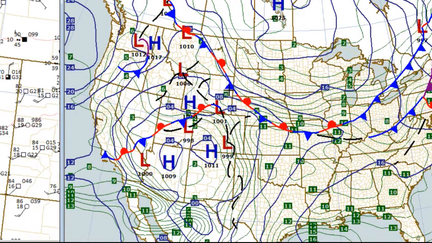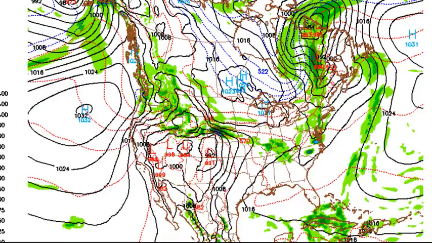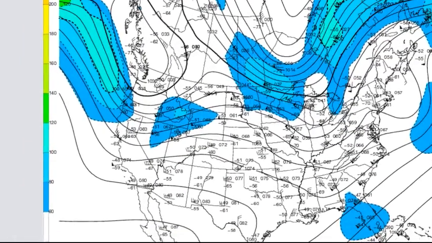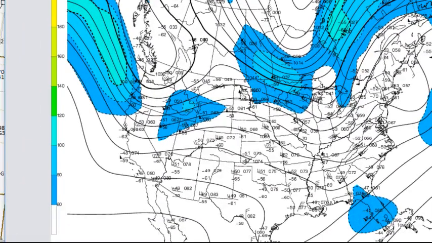There's that frontal boundary right there. They analyzed another front there in Montana with that little inverted trough right there. So yeah, that would probably also be a front there. Let's go to the upper air and see what's going on. Looks like things are definitely getting more active. We're getting rid of this pesky ridge.